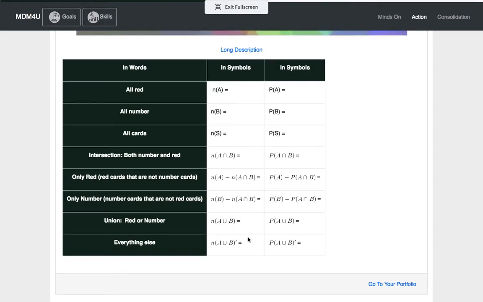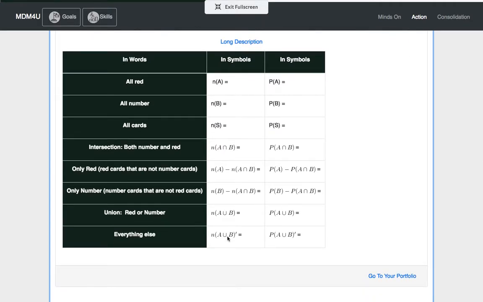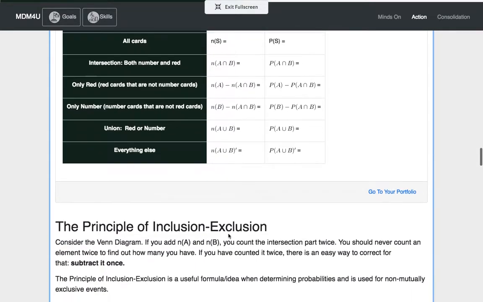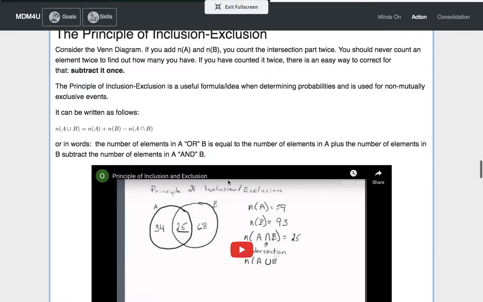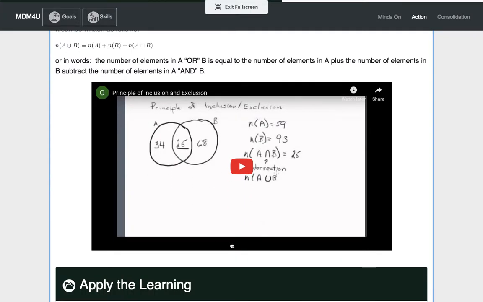Just to clarify these notations here, it does explain it up here, but this notation right here includes and. Just think of this as and, and this would be as or. And there's the principle of inclusion and exclusion. You can take a look at this video to see how it's done.